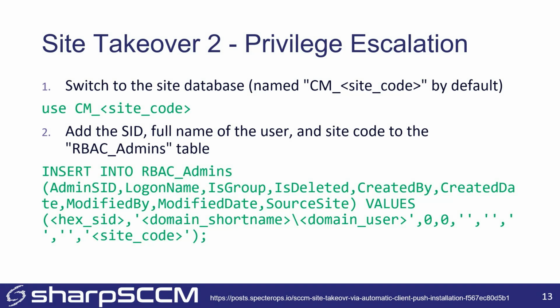Next thing we're going to do is switch to the site database, which is named CM underscore and then that 3-character site code by default. And then we're going to add the hex version of the Active Directory SID and the full name for the user we want to give privileges to with the site code into the RBAC_Admins table in the database. This is going to give us an admin ID that we can use for further operations.